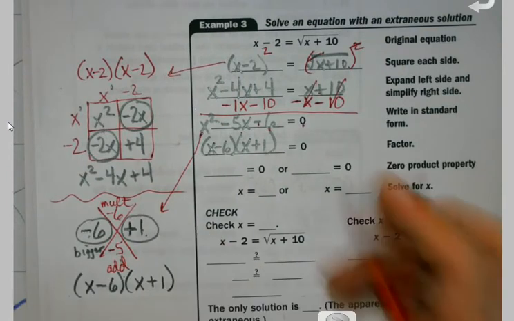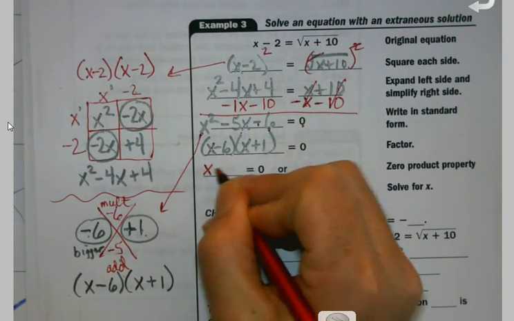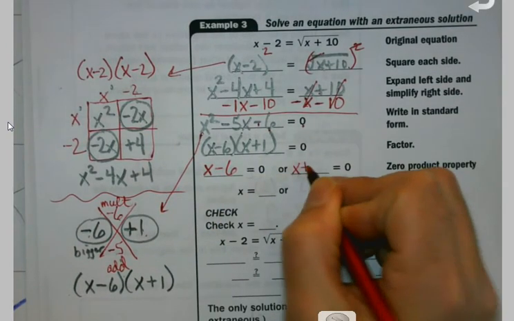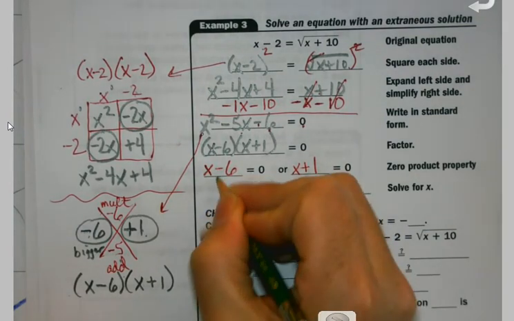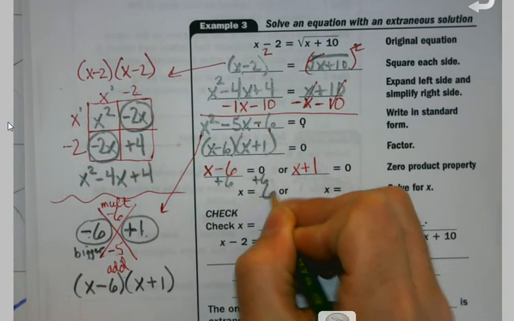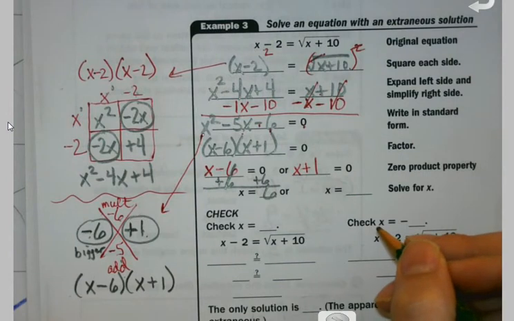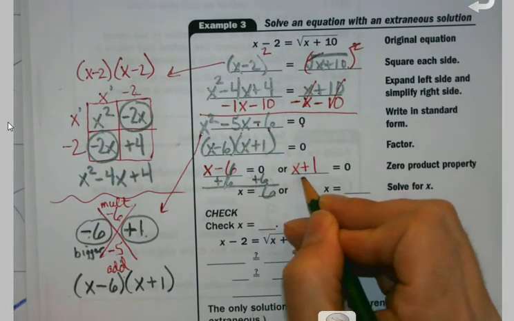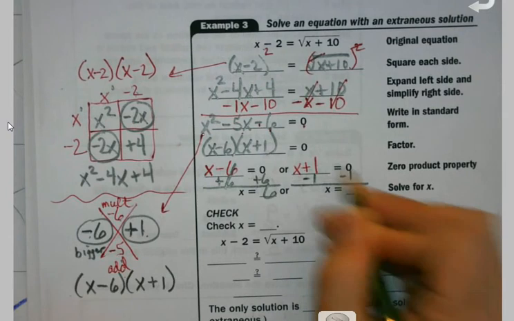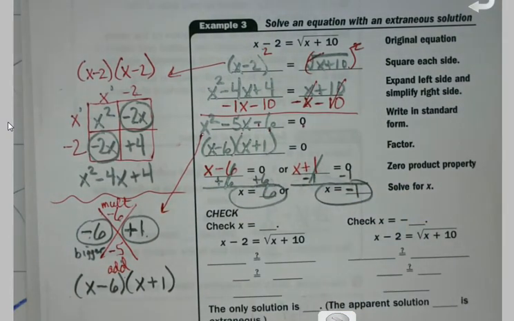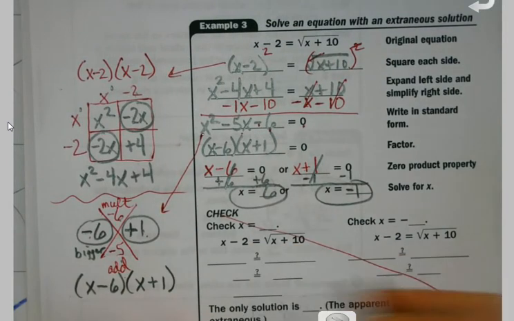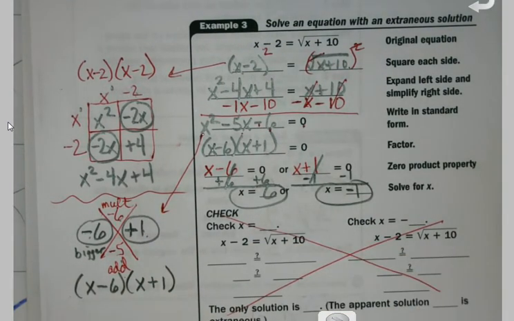And then to get my answers, each set of parentheses gets set equal to 0 and solved. So here, since I'm minusing 6, I'd add the 6 to each side. I get x equals 6. Here, since I'm adding 1 to x, I subtract 1. And I get negative 1. And again, I'm not going to get into all of this business right now. Right now, it's just working on using one of our 3 methods to work on getting towards the answer to your problem.